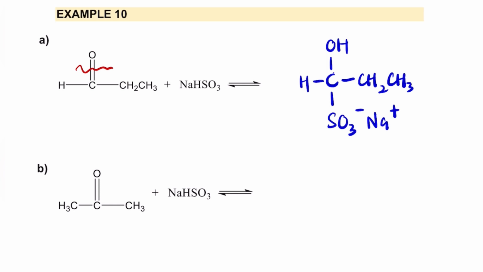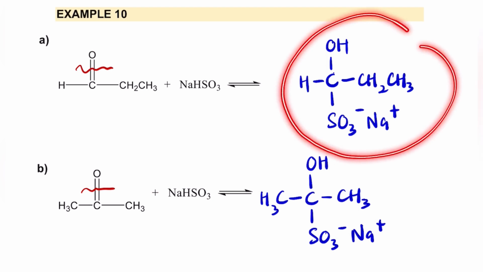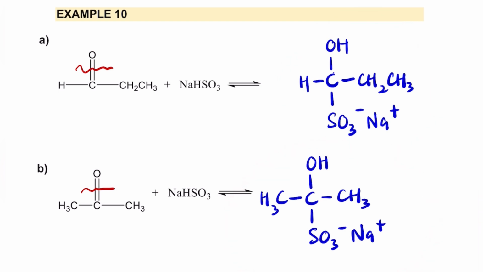Next one, we have the same reaction but a different carbonyl compound. This time it is a ketone. So I'm going to repeat it back. You have the double bond O, and then split the bond, you will form carbon bonded to an OH group. And then at the right side and left side, you have the same alkyl group, CH3. At the bottom you can put SO3 minus Na plus. Very simple. So you got the bisulfite salt here and here. It depends on the structure of your carbonyl compounds.